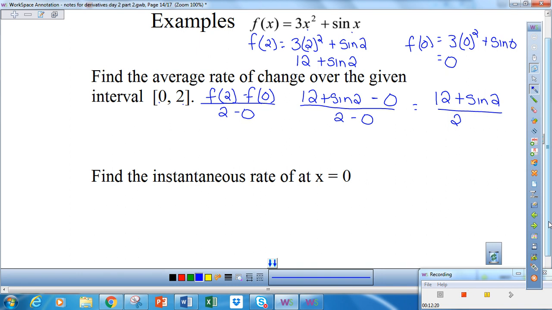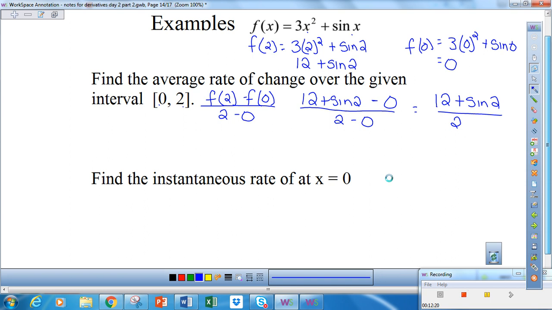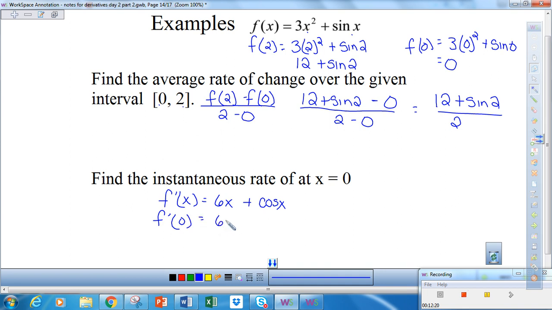So to find the instantaneous rate of change at 2, I have to find the derivative. So I have to find the derivative of 3x squared plus sine x. And the derivative is f prime of x, equal to, I use the power rule on 3x squared, which gives me 6x. And the derivative of sine x is cosine x. And then I evaluate that at 0. And that is our answer. Yay.